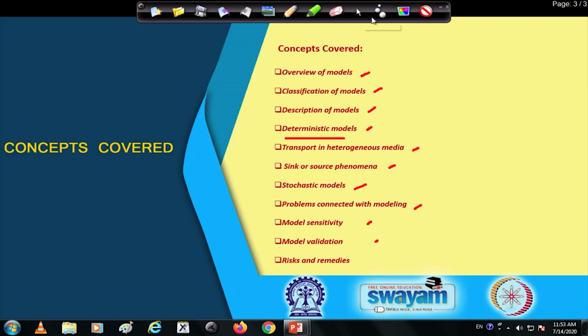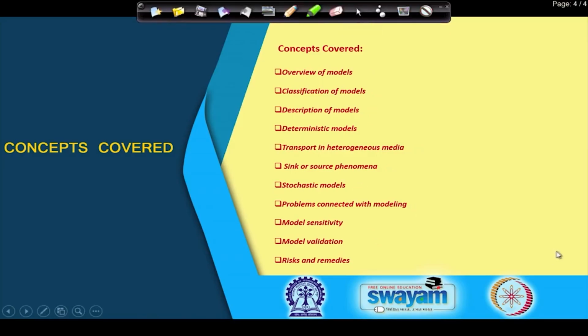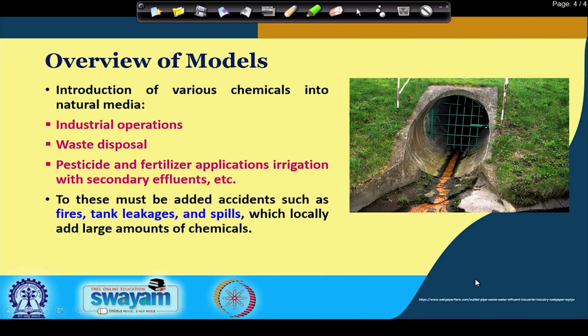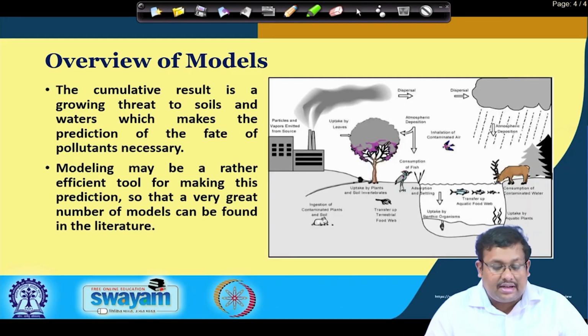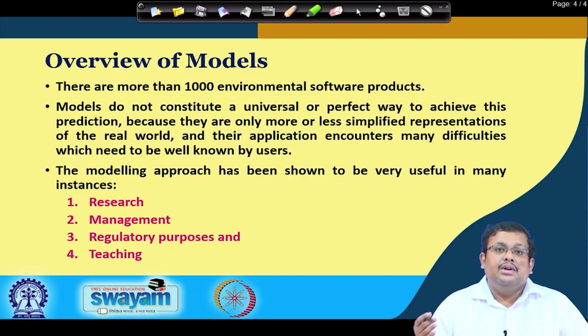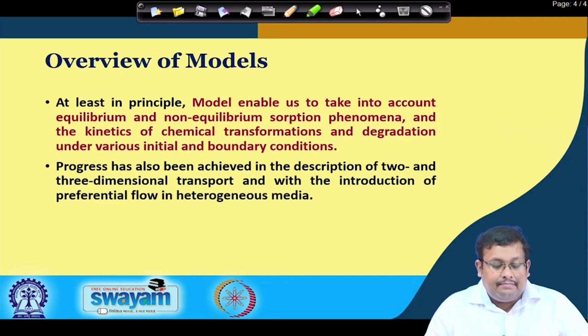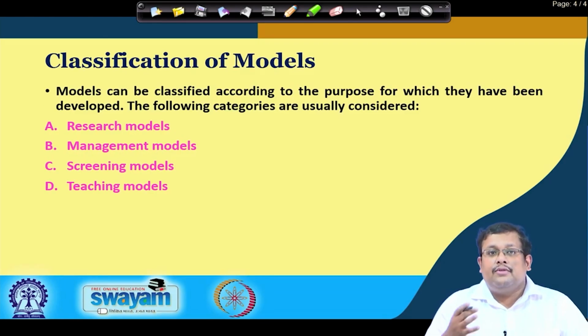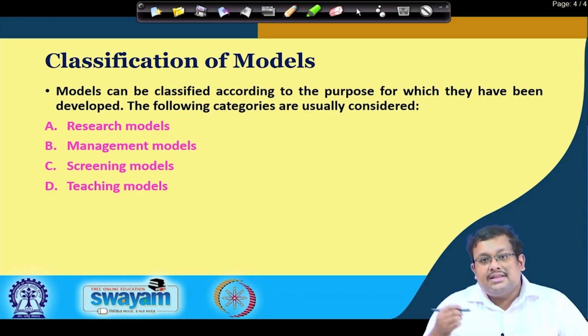So, let us start today's topic, but before going to it, I just want to give you a quick recap of whatever we have covered in the last two lectures. We covered the overview of the models, and what different types of modeling approach we generally follow, either a research model, management model, regulatory purpose or teaching purpose. Then the classification of models: remember there are 4 types of models. One is research model, another is management model, screening models and teaching models, and each of them has its own function. Remember, the research model is the most complex, followed by management models, then screening model and teaching model.